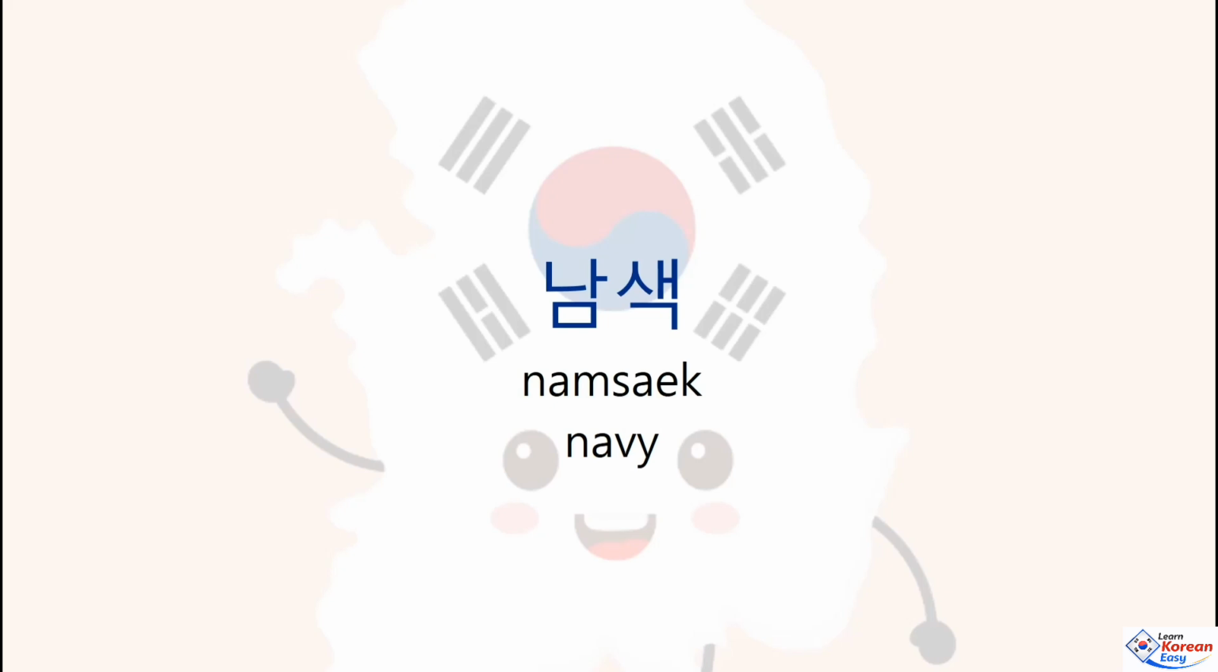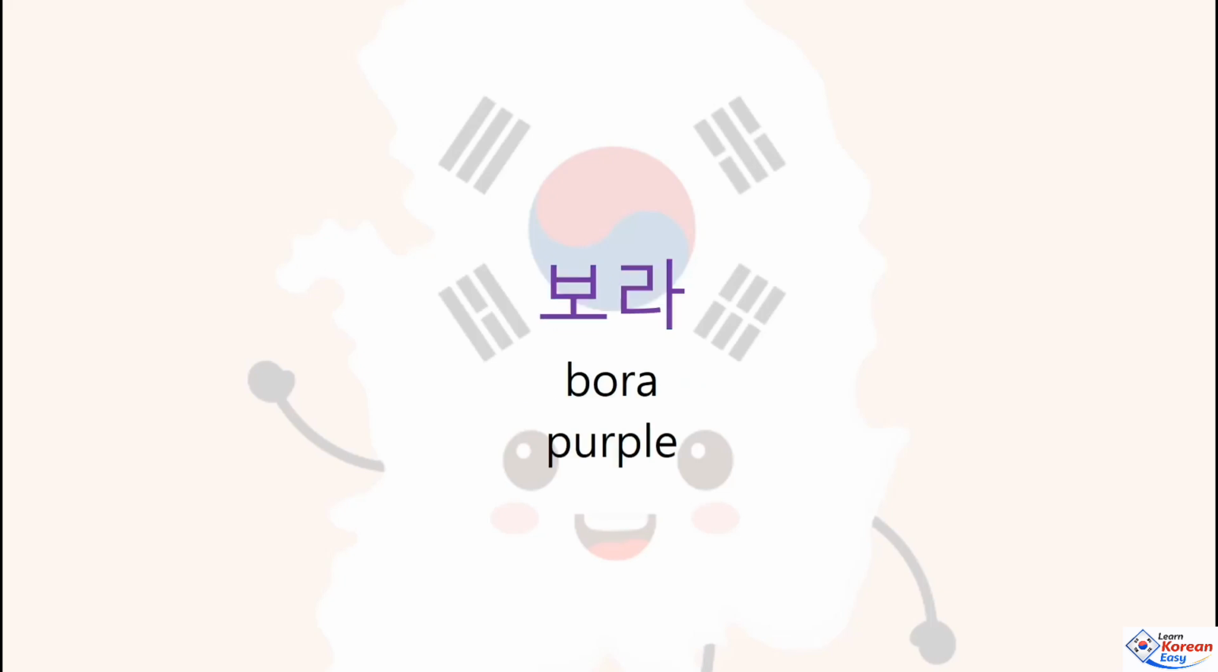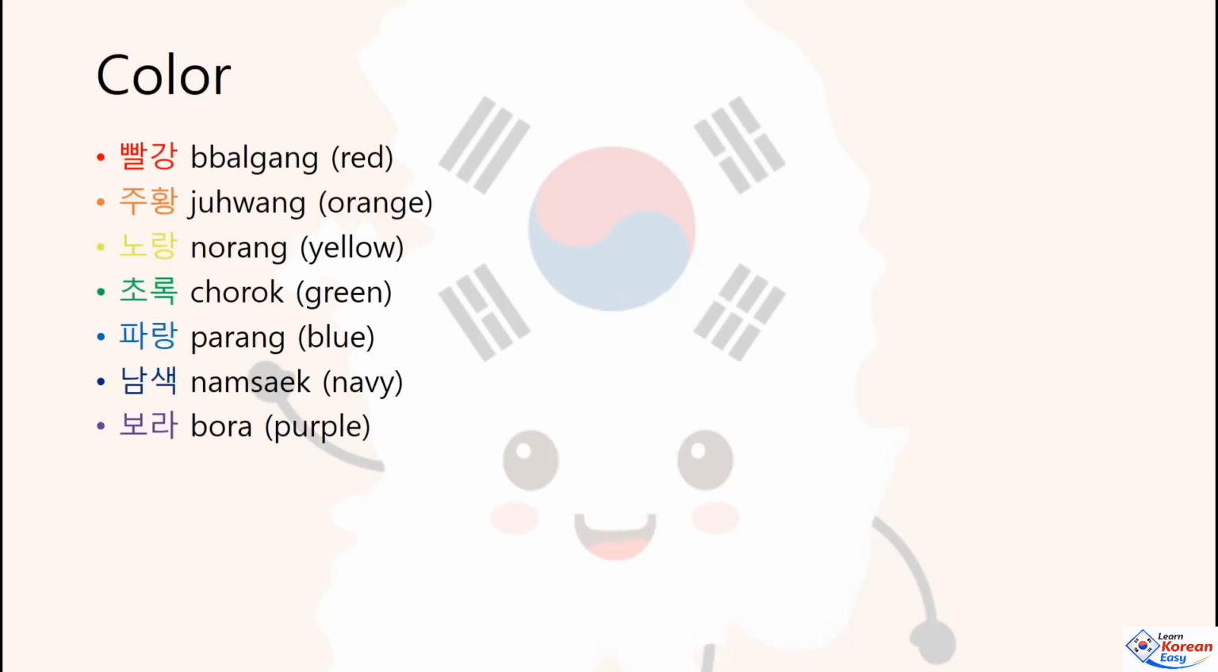All right. And for the next one, purple. Purple is 보라. So purple color is 보라색. Okay, so let us review all the colors. Red, orange, yellow, green, blue, navy, purple: 빨강, 주황, 노랑, 초록, 파랑, 남색, and 보라.